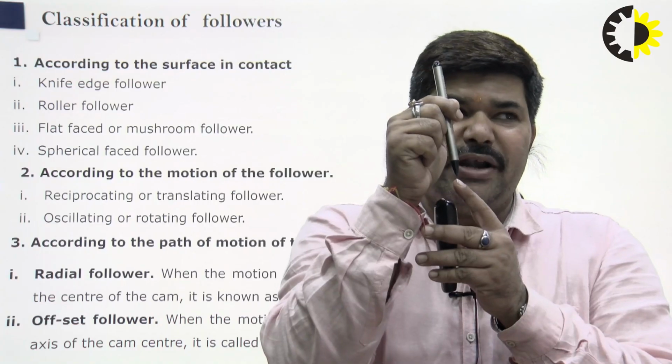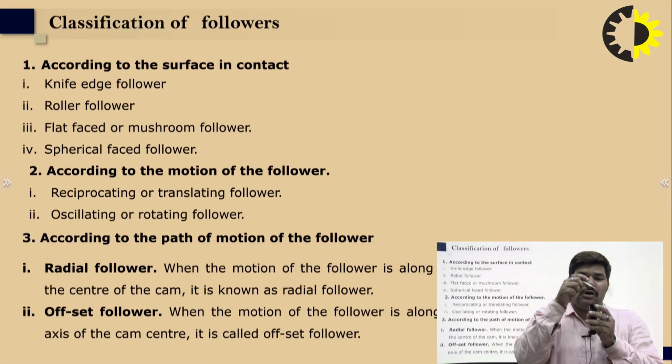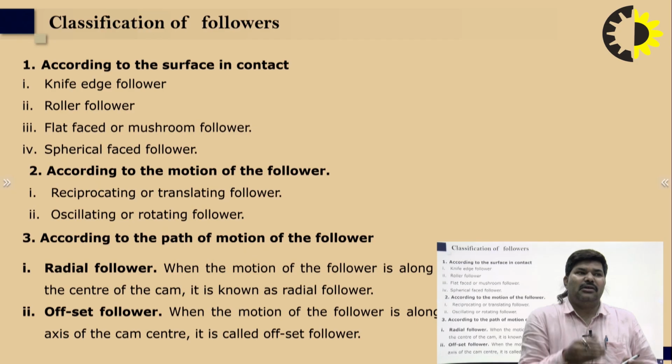At that point, that is a knife edge. The second one is the roller follower, so the output end is of roller type. Then the third one is the flat face. The surface is flat, connected with the attachment at the end, the flat or mushroom type, and another is the spherical shape.